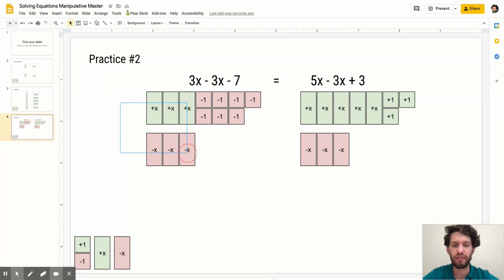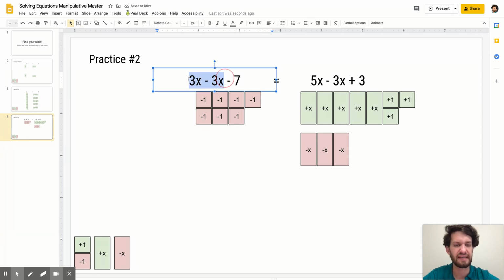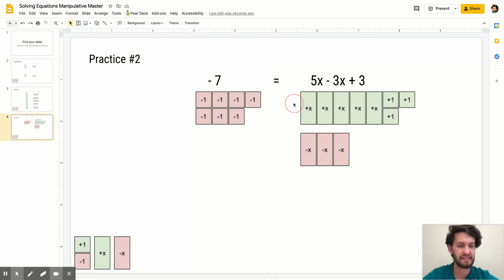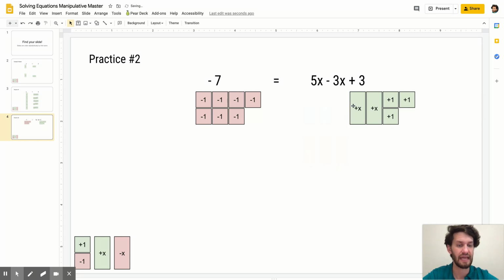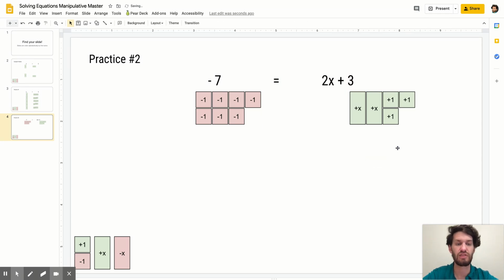So 3x and 3x, those are all going to cancel out. 3x minus 3x is 0. And I'm just going to be left with my 7 negative 1's, my negative 7. 5 times x minus 3 times x, that's going to leave me with 2 x's, 2 times x, when those cancel out. And I'm still going to have those 3 plus 1's, that plus 3.